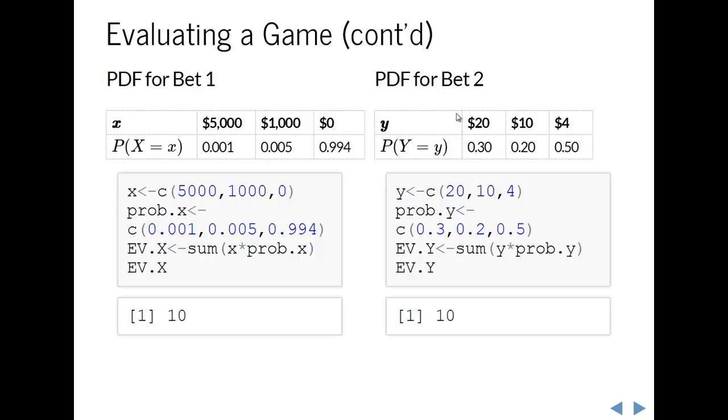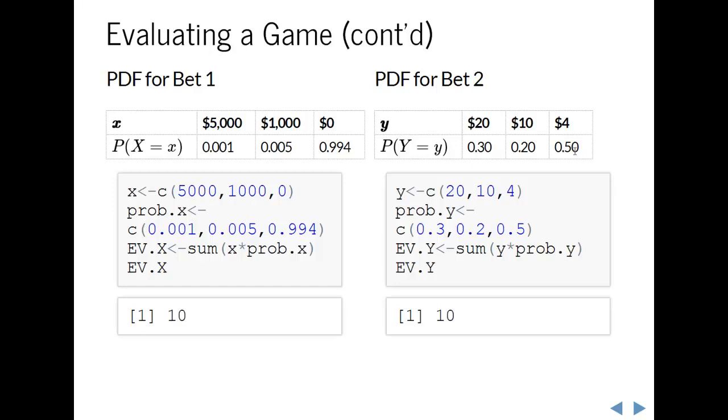Now compare this information with the PDF for bet 2. If you place your money on bet 2, you could either win $20, $10, or $4, with the corresponding probabilities 30%, 20%, 50%. Which bet would you rather make? One way to evaluate this is to take a look at how much money you would expect to gain from each bet. In other words, compute the expected value.